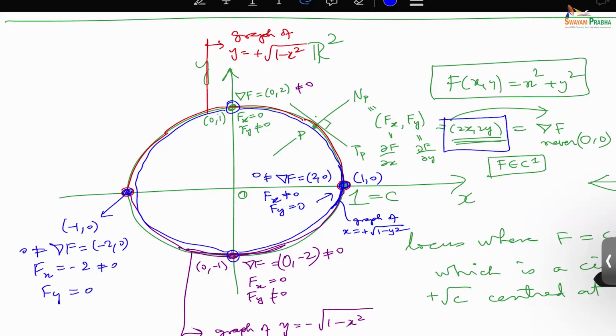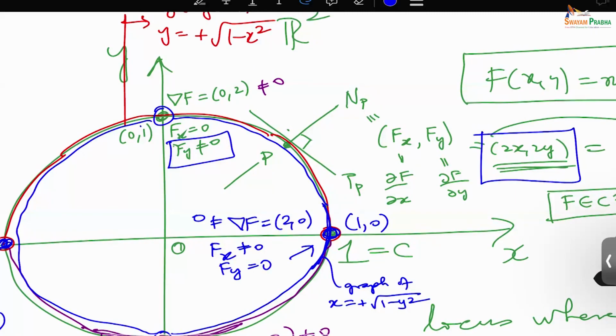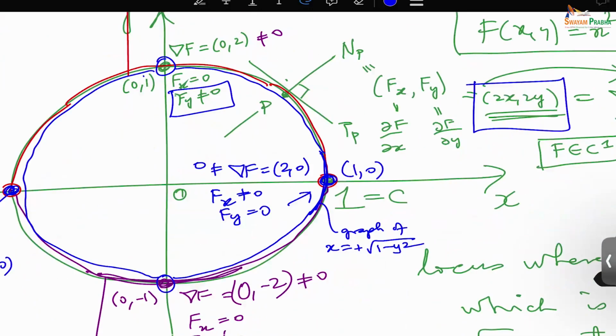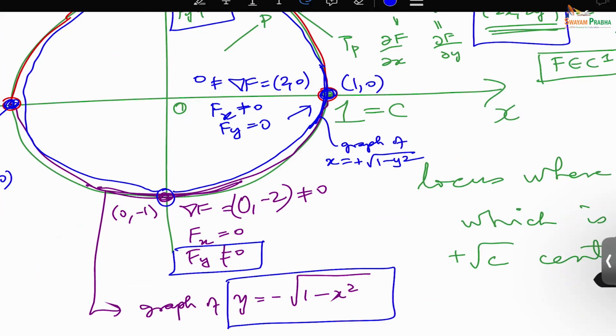Okay, now I want you to notice the following thing: at all the points the gradient is not vanishing. At the point where you see fy is not 0, take the point on the positive y-axis. Where fy is not 0, I am able to write the curve as graph of y is equal to root of 1 minus x squared. And look at the point on the negative y-axis. There also fy is not 0, and I am able to write y as a function of x. So watch, if fy is not 0, I am able to write y as a function of x, and the curve there is graph of that function.